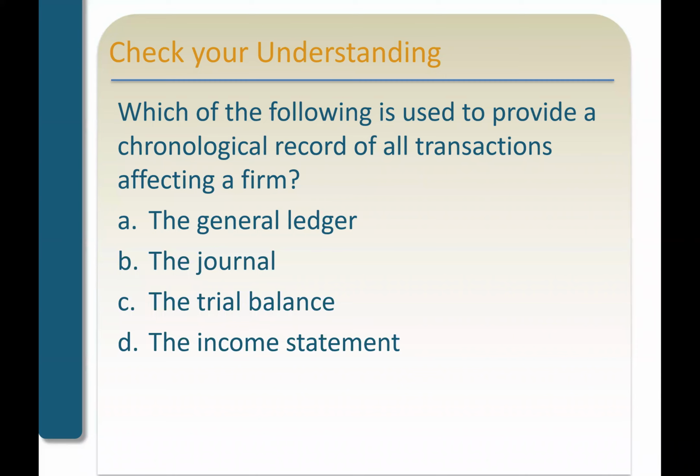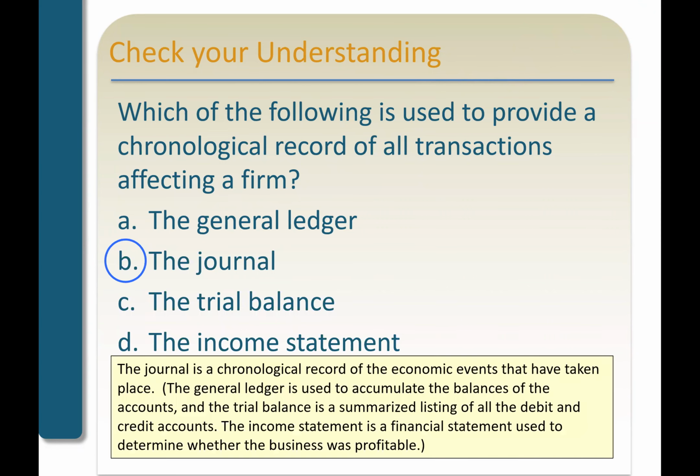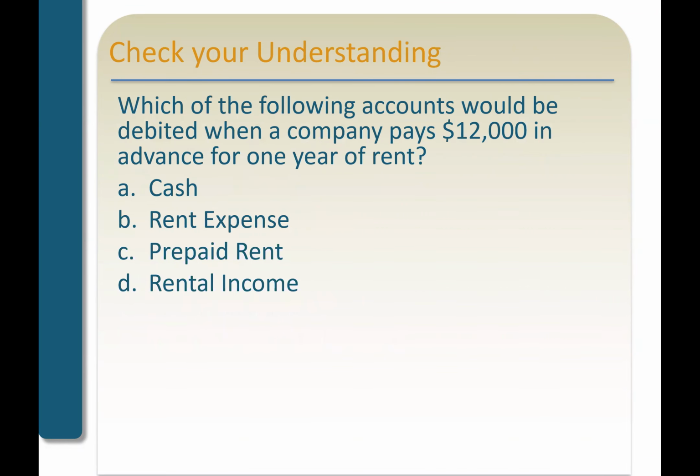Which of the following is used to provide a chronological record of all transactions affecting a firm? It's the journal. And which of the following accounts would be debited when a company pays $12,000 in advance for 1 year of rent? It would be prepaid rent.